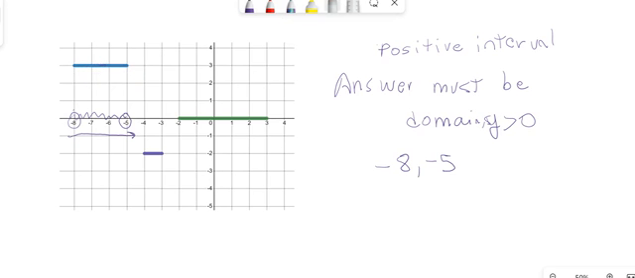Now, should I include -8 and -5? What would be your answer, yes or no? Look, the beginning of this portion is -8, 3, and the end of this portion of the graph is -5, 3. 3 is positive for both. So yes, I do have to include -8 and -5. Okay, let's look at my negative interval.